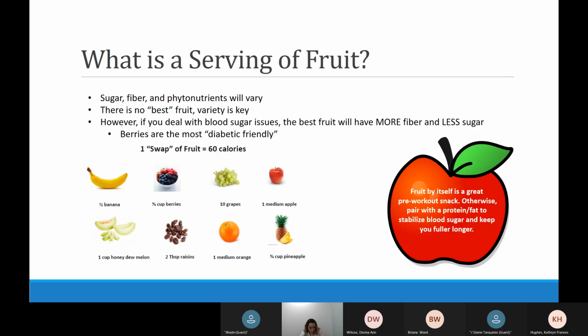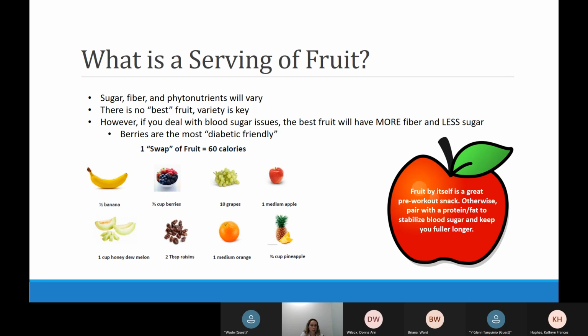So then we have, what is a serving of fruit? So back to what I was saying about bananas. We want to be mindful of having a true serving of fruit, like one medium apple, but it's important to note that a banana is 2 servings of fruit. Our goal is to try to take in between 2 and 3 servings of fruit per day. And yes, that is true for diabetics as well.